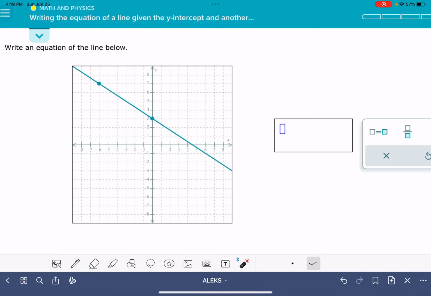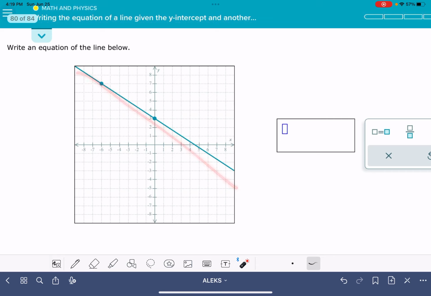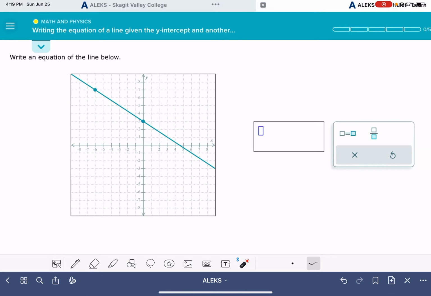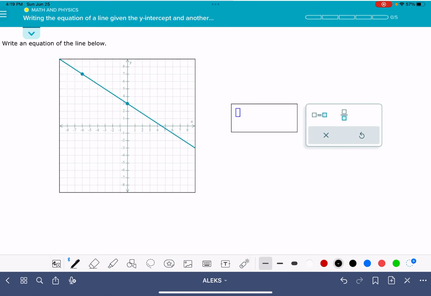In this video, I'll show you how to solve the ALEKS problem, writing the equation of a line given the y-intercept and another point. This problem is going to give us a linear equation. Two of the points on the line are going to be identified, and our job is to write the equation of the line.